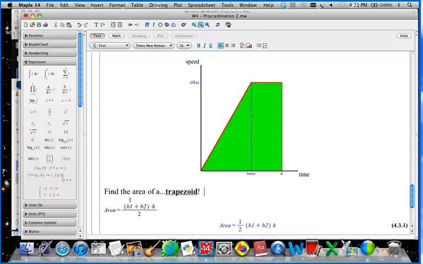How do we do it? Ask the class, what's the area formula? Hopefully they remember. You take the base plus the length of the top, divide by 2, and multiply by the height.